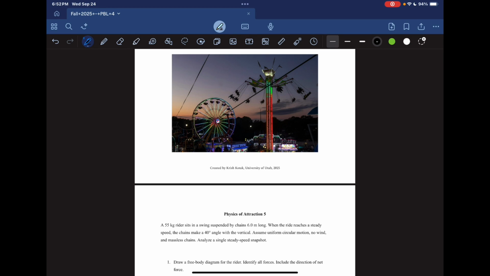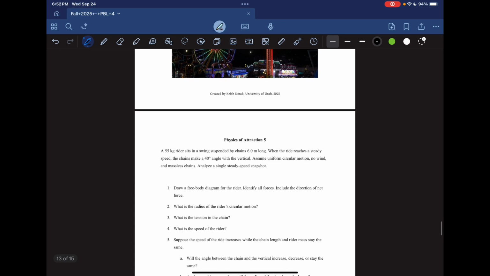For the next problem, we have one of these spinny chair rides, which I have ridden one time, and I very much did not like it. I normally like roller coasters, but I really didn't like this one.